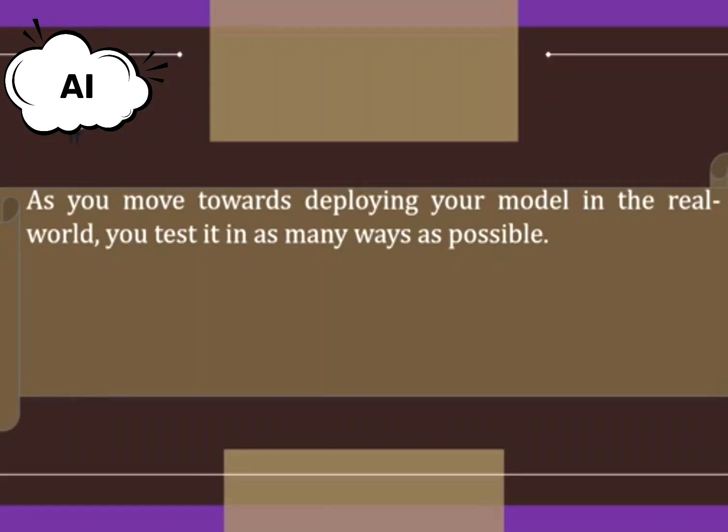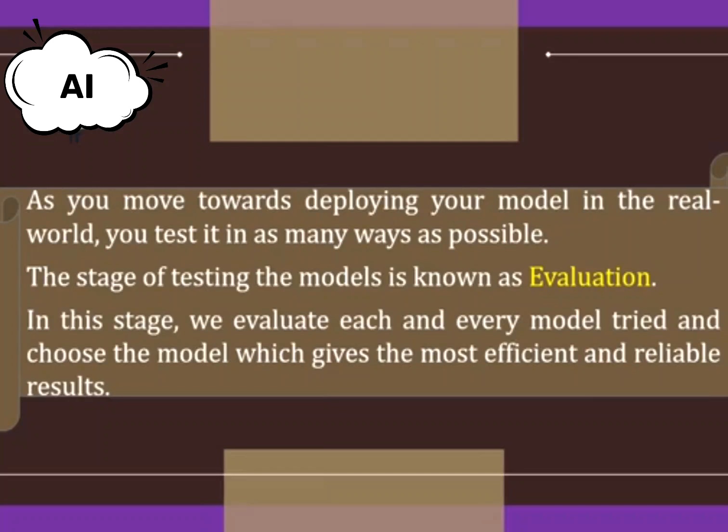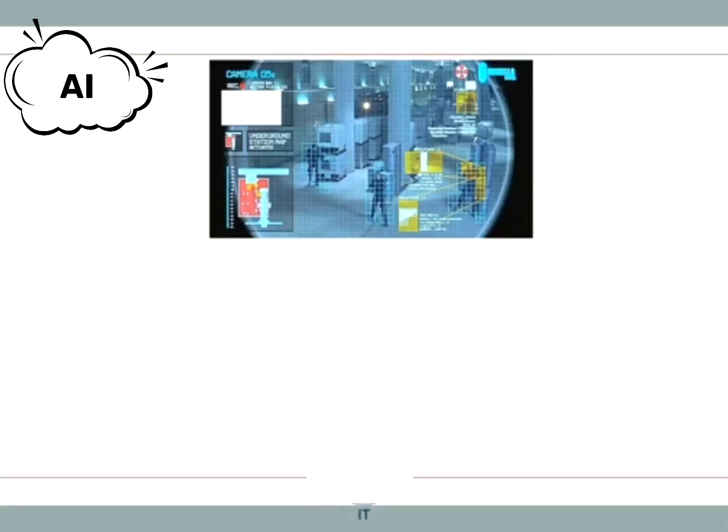In the last stage of AI project cycle, we move towards deploying the model in the real world. We start testing it in as many ways as possible. So this stage of testing the models is known as the evaluation stage. In this stage, we evaluate each and every model and choose the model which gives the most efficient and reliable results. After proper testing, we deploy our surveillance system in the premises.